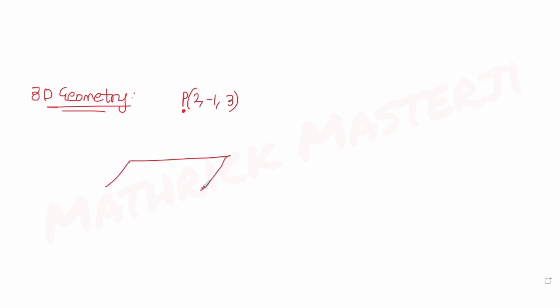Let's see today's question. Today's question we are taking up from the topic of 3D geometry. The question tells us: let the image of the point P (2, -1, 3) in the plane x + 2y - z = 0 be the point Q. So there is a plane given to us, and we have been told the image of this point P in the plane. Somewhere here it is a point Q.